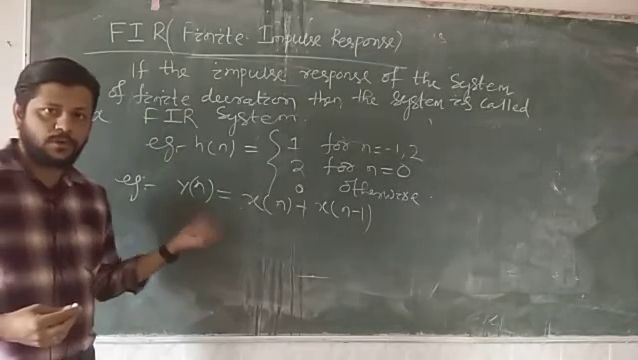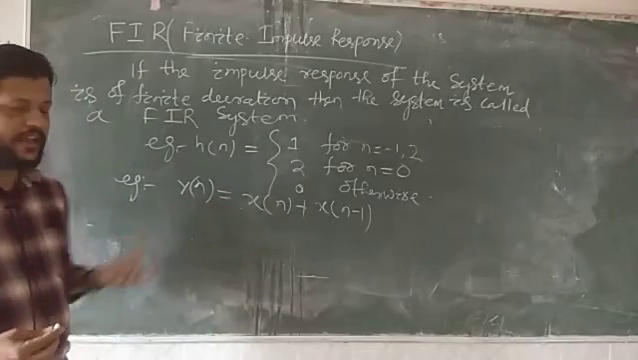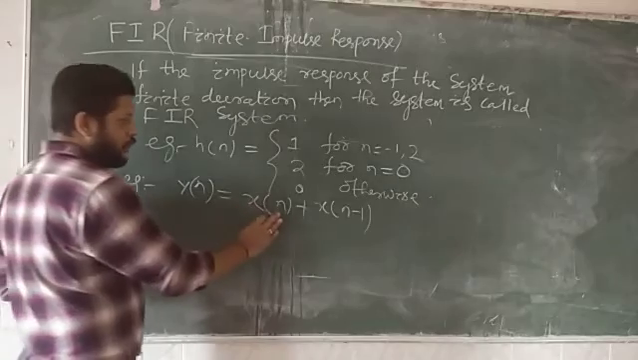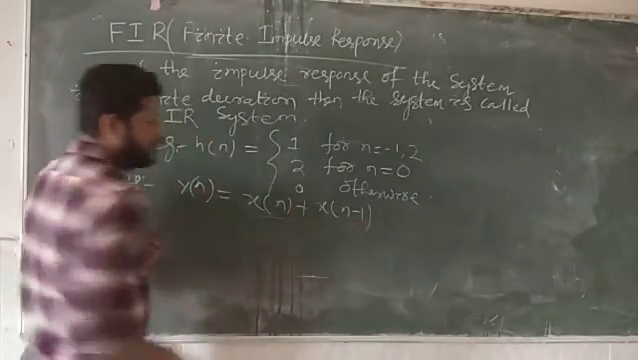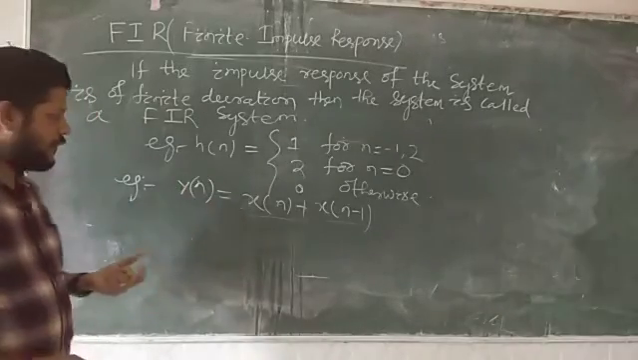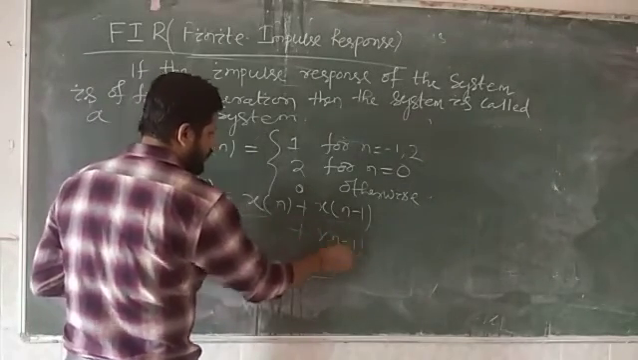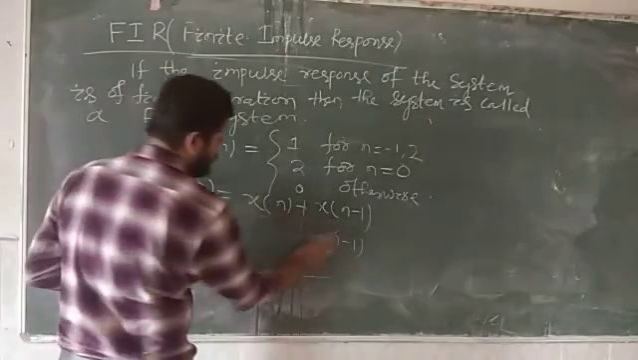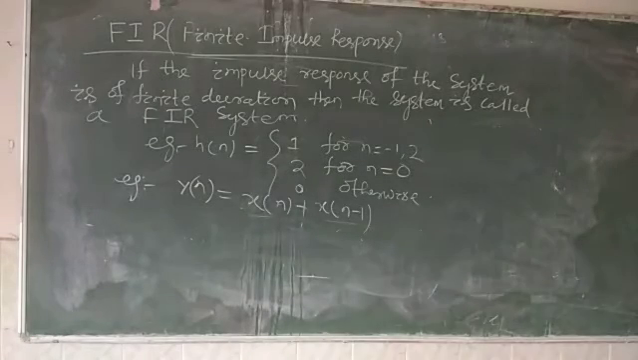So from the example only we can recognize whether a system is an FIR system or an IIR system. If the output depends only on the present value of input and the past value of input, x[n-1], then only the system is an FIR system. If the output depends on its own past value, y[n-1] for example, then the system becomes an IIR system. So that we will see. So next concept is the IIR system.